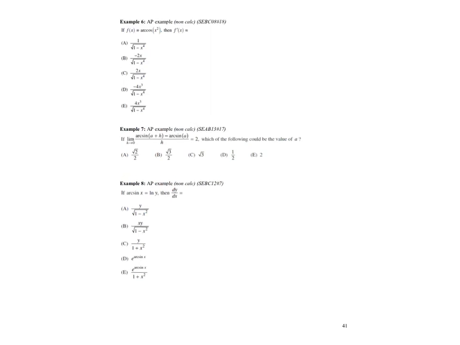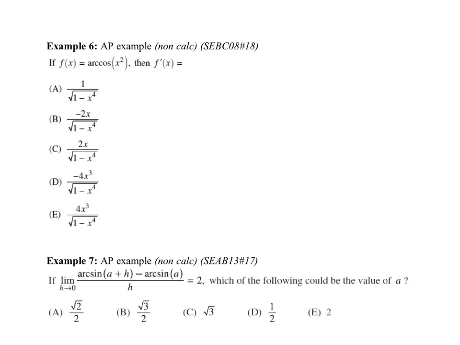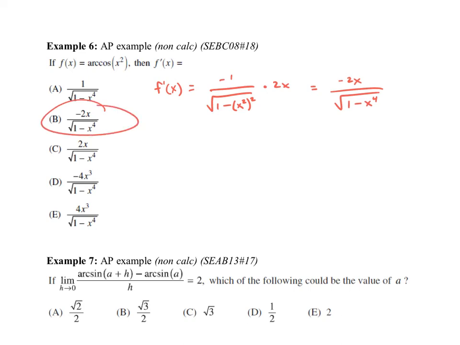Okay, so we're going to try some examples on this page. Let's try the first example on the derivative of the inverse cosine function. And remember, that one is going to be -1 divided by the square root of 1 minus x squared. However, we're putting x squared in for x. So we're actually doing x squared squared times 2x because of the chain rule. And that gives us -2x divided by the square root of 1 minus x to the 4th power. And that is option B.